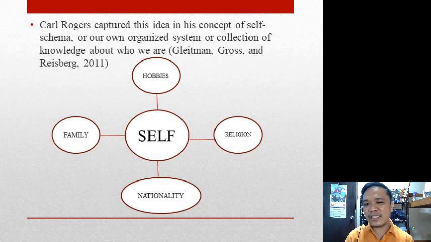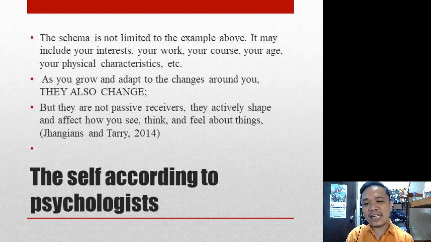So not just it, but you will also look at yourself based on the religion, what the religion says about you. Your nationality here in the Philippines, when you are born, you're called to be Filipinos. Filipino, I mean. And then your family, what your family says about you. So these are not just the factors, there are many factors that will help you understand yourself. The schema is not limited to the example above or previously. It may include your interests, your work, your course and age, and your physical characteristic.